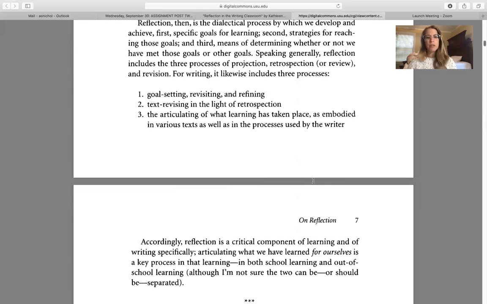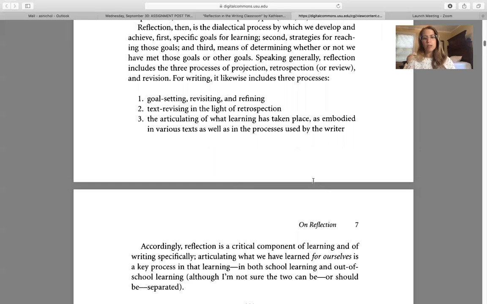She talks a bit about theory, so what kind of process that reflection ultimately is and how it fits into composition history and composition theory. But here I think is something that can be really helpful for you guys, because this is what we're doing a lot of times in our daily writes especially. It says up here, reflection then is a dialectical process by which we develop and achieve, first, specific goals for learning, second, strategies for reaching those goals, and third, means of determining whether or not we have met those goals or other goals. And it says for writing, reflection often looks like this.